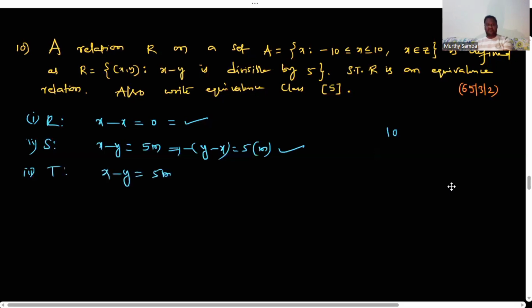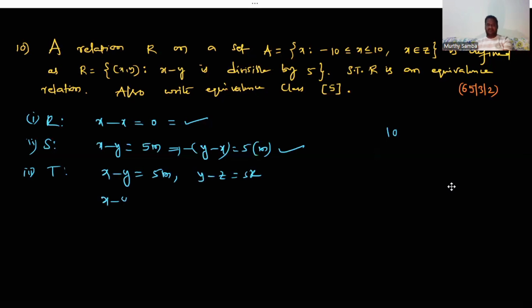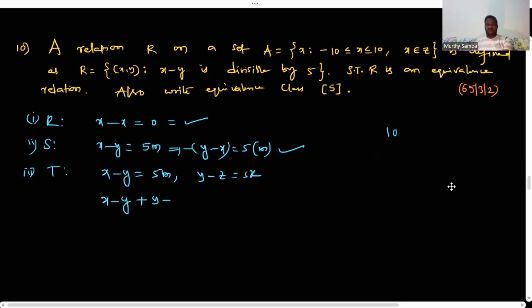And coming to the transitive relation, let x minus y be equal to 5m and y minus z be equal to some 5k, and then add one to the other. Then it will become x minus y plus y minus z is equal to 5 into (m plus k). So minus y plus y cancel, x minus z is equal to 5 into (m plus k), and 5 into any number is divisible by 5, right? Therefore 5 into some r. Therefore it is a transitive relation also. So it is reflexive, symmetric, and transitive. Therefore, it is an equivalence relation.